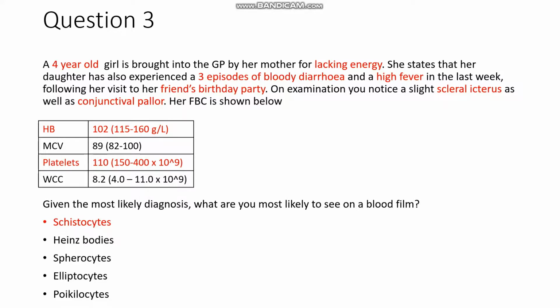They're lacking energy. Why might they be lacking energy? Well, remember, in HUS, it's a microangiopathic hemolytic anemia, so our red cells are being broken down. So therefore, they're going to be anemic and lacking energy.